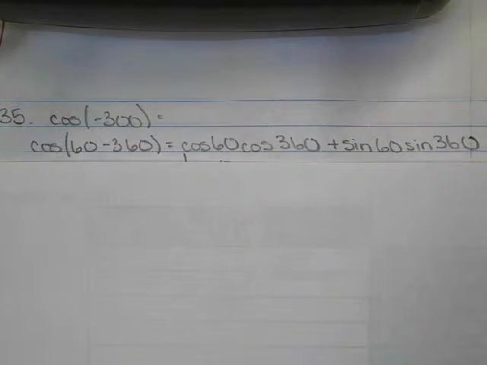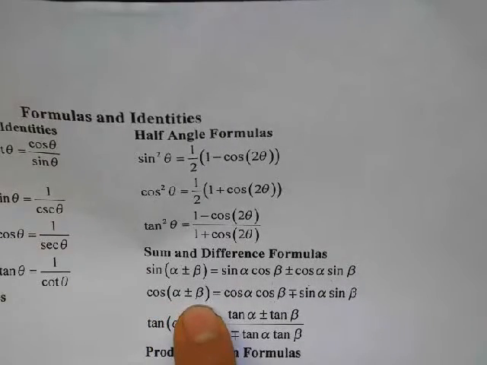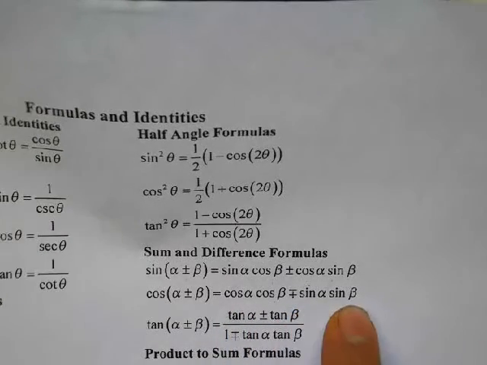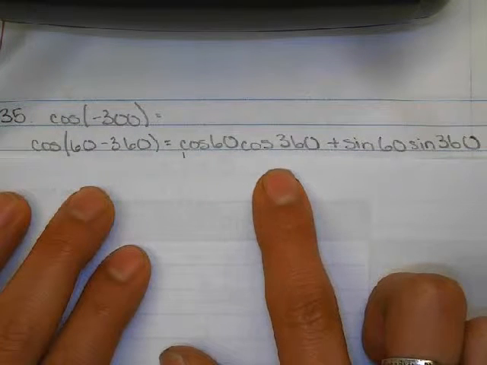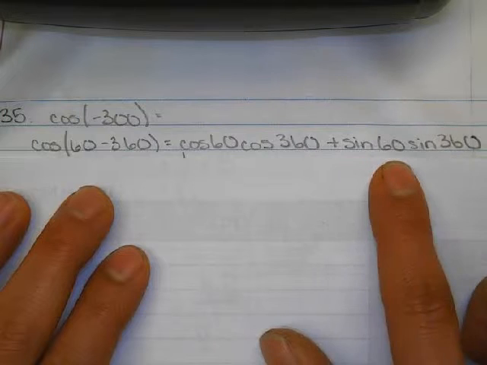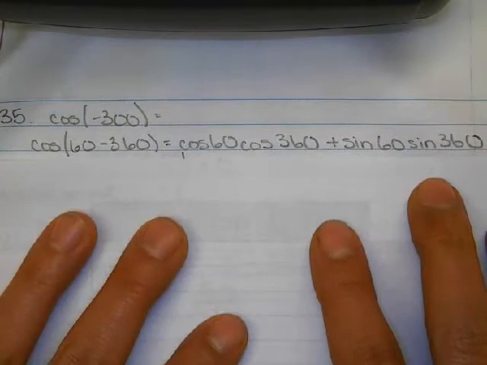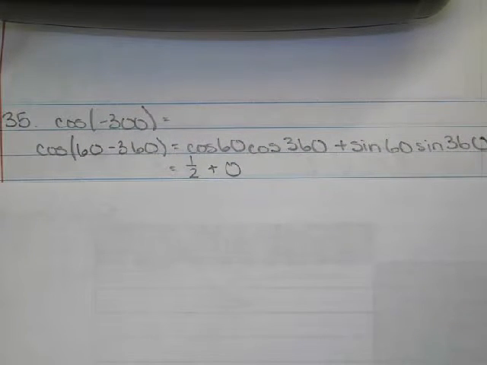And again, if you look at your sum and difference formulas, if I take alpha minus beta, then I take the cosine of alpha times the cosine of beta plus the sine of alpha, sine of beta. So here I have the cosine of 60 times the cosine of 360 plus the sine of 60, sine of 360. I go to my unit circle and find those points. The cosine of 60 times the cosine of 360 gives me a half, because the cosine of 60 is a half and the cosine of 360 is 1. So that's just a half.